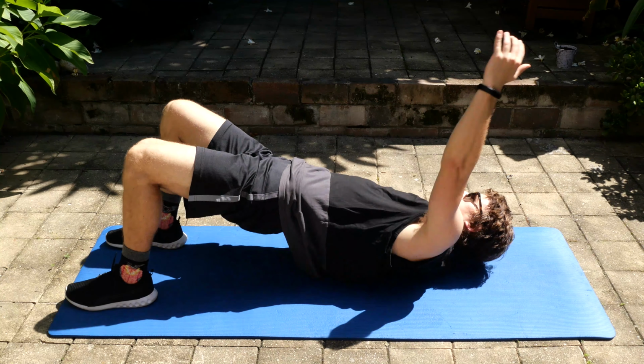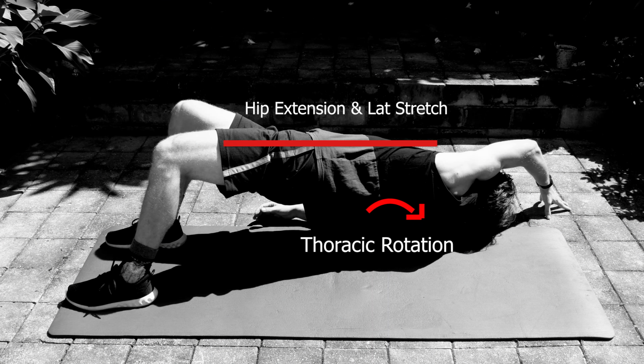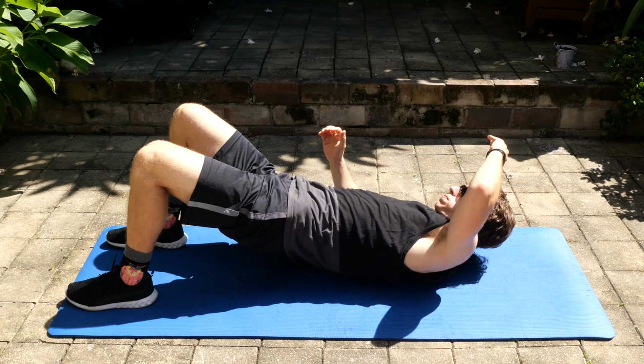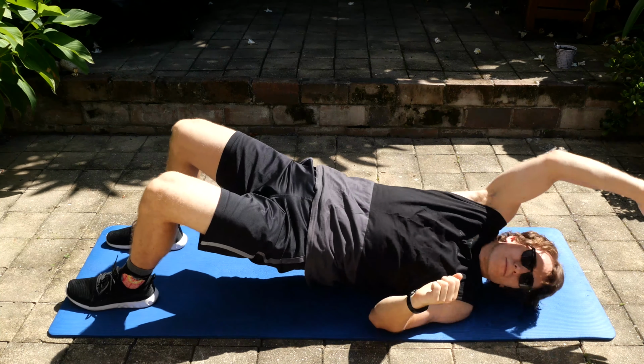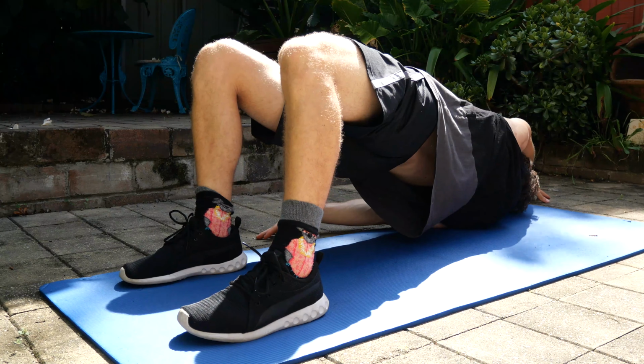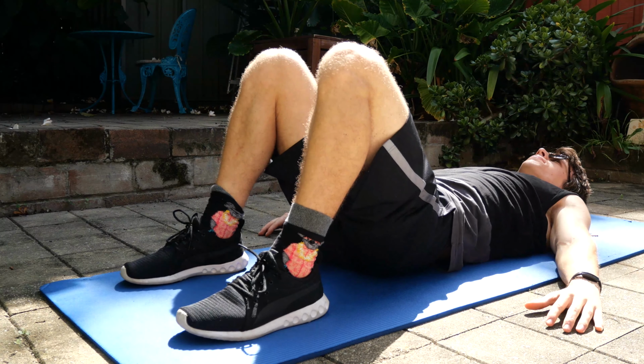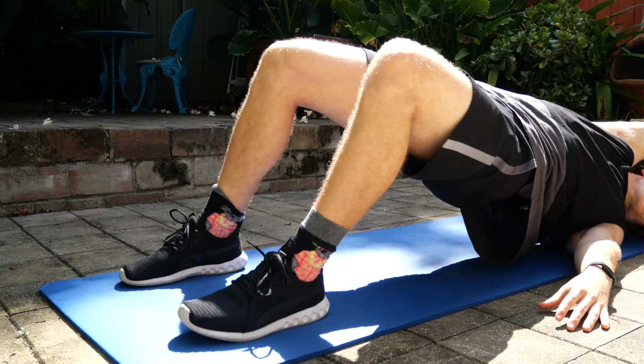The goal here is to stretch the lats and get rotation in the thoracic spine. So rotate your torso to get a great stretch here. With the glute activation, you're also going to get a hip flexor stretch. This is a great exercise to do first thing in the morning or to include in your warm-up, especially when you're about to squat.